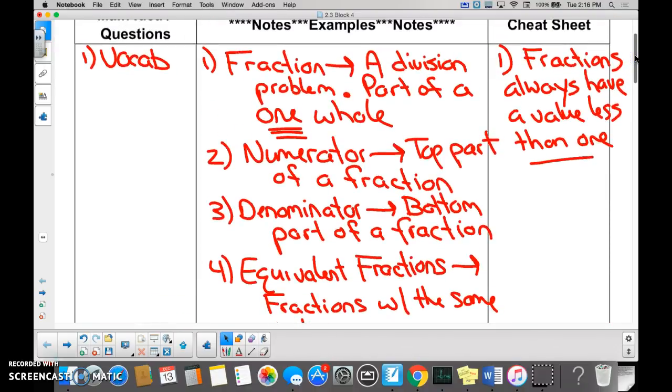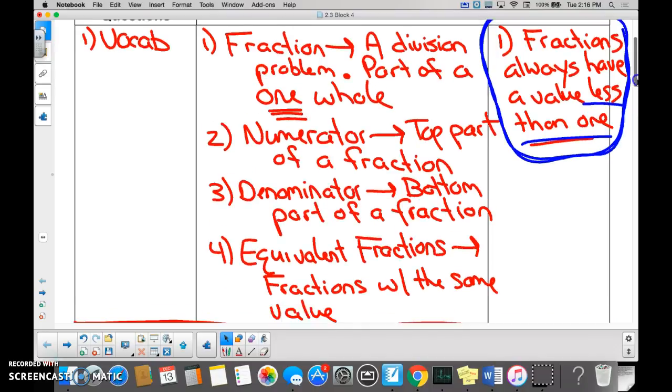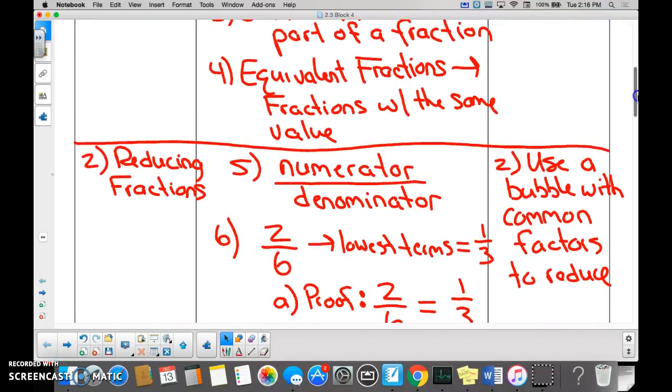What is the value of every single fraction? If you look at the cheat sheet idea, you guys, every single fraction that we deal with has a value of what? Mikey, every fraction that we deal with has a value of what? Less than 1. Okay? So the fractions we're dealing with have a value that is not equal to 1. It's smaller than 1.